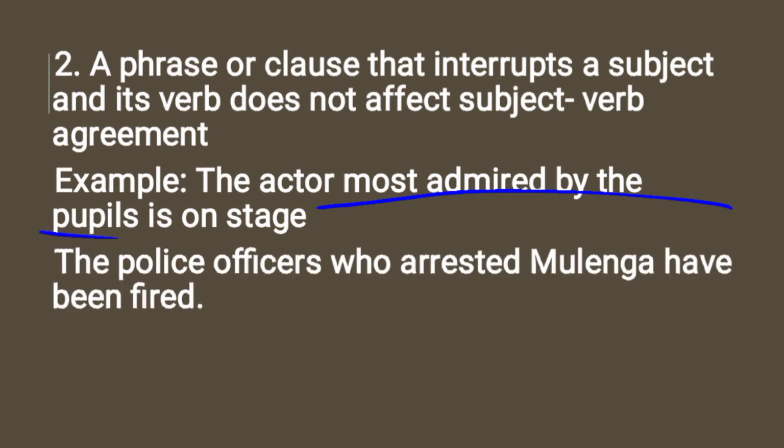The police officers who arrested Mulenga have been fired. So this one, who arrested Mulenga, is just there to interrupt. It's a clause that is interrupting this agreement here. The police officers, meaning it's not one police officer here. There are many police officers. So we are going to say have been fired. Please, please, please pay attention to the rules.